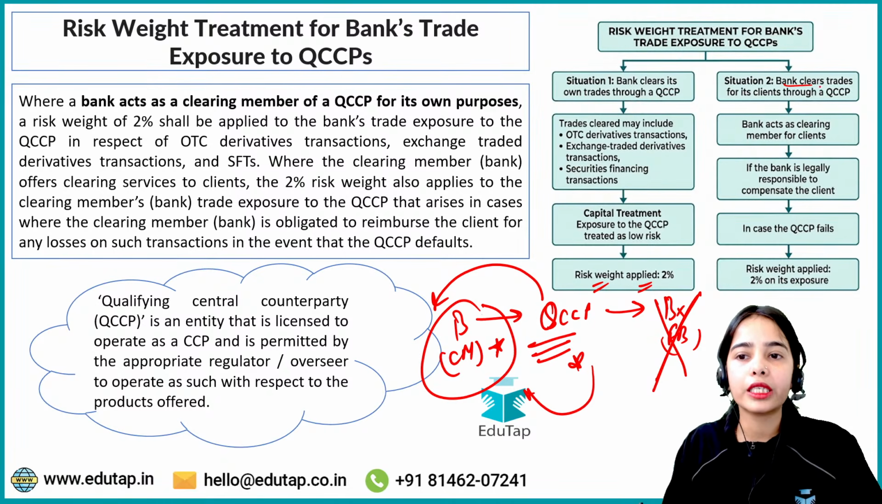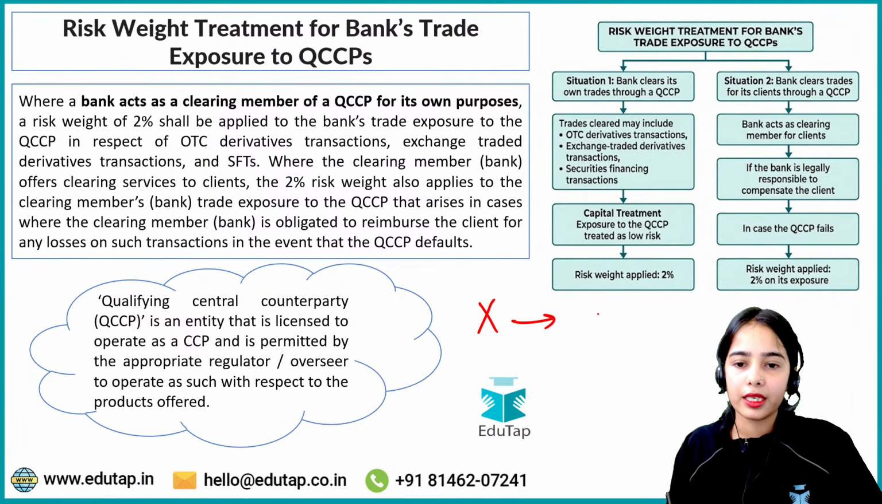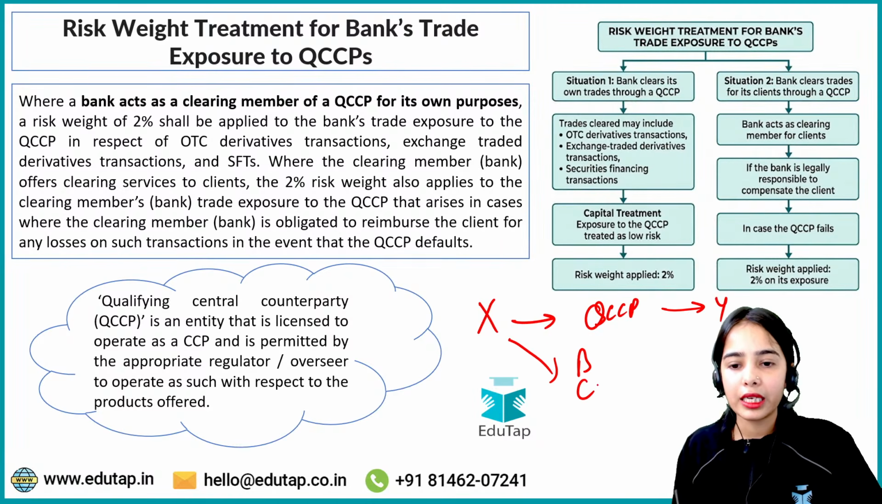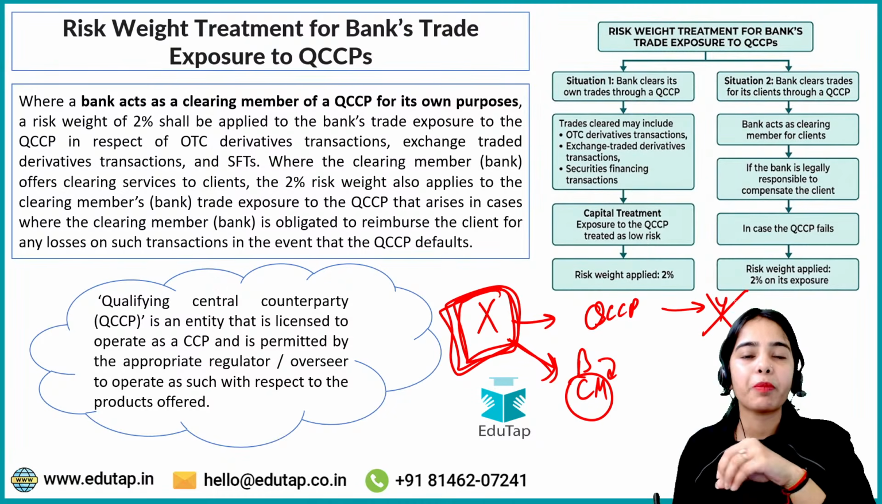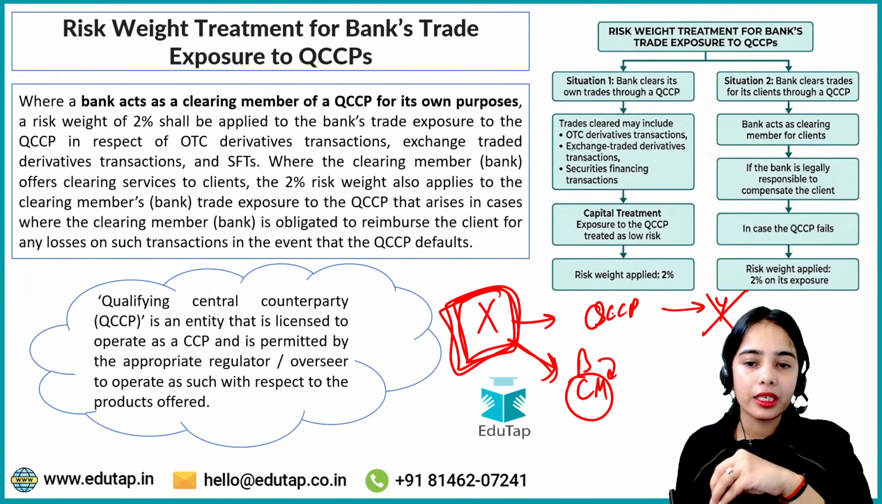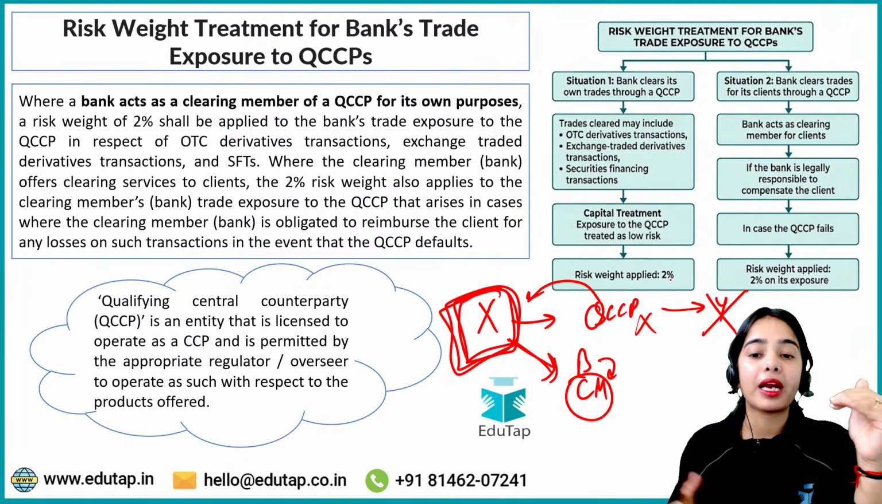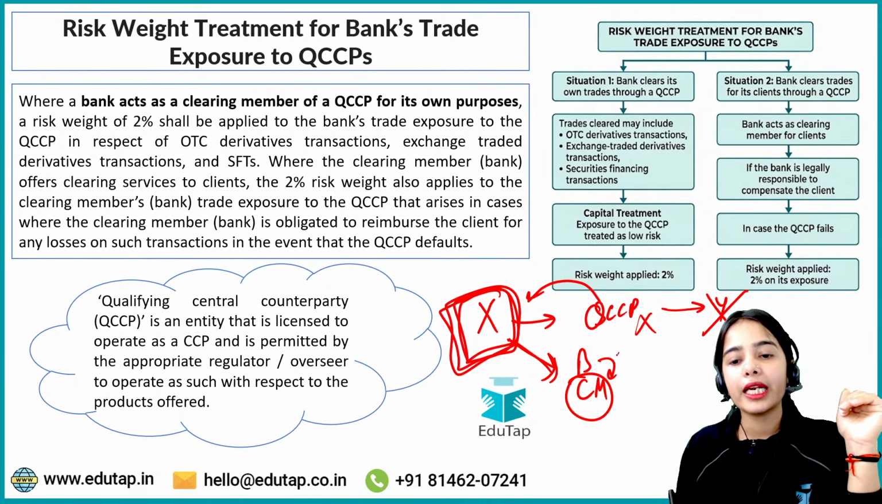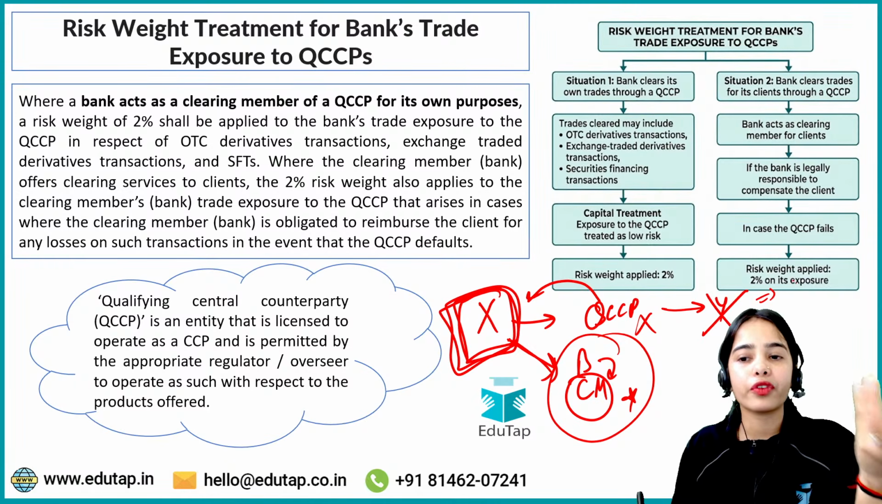Situation 2 is where the bank cleared the trade for its client, not for itself. There is a client X, there is a qualified central counterparty, and the trade is happening with Y. The bank is the clearing member for the X party, and it is clearing the trade of its own client. In this case, if the Y party defaults, then the qualified central counterparty has the responsibility to complete the trade. But what if the qualified central counterparty says, okay, we cannot complete the trade? Then again the responsibility will fall on the bank to clear the trade. And in this case also, a 2% risk weight is applied.